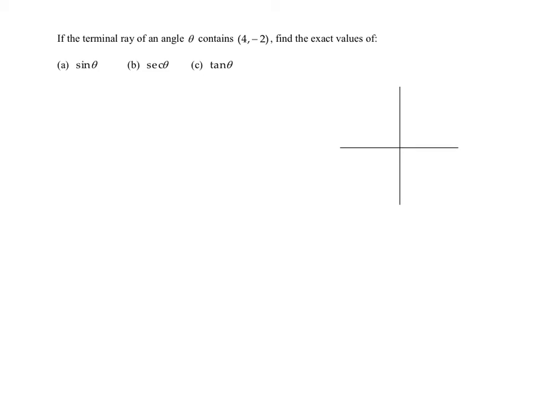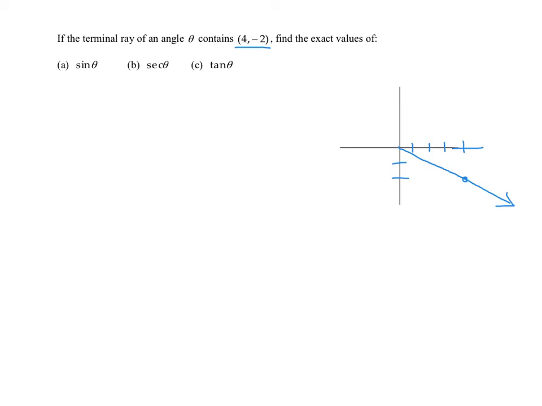So this is going to be a very, very rough sketch. I know it contains the point (4, -2). So I'm just going to go 1, 2, 3, 4, and then 1, 2 down in the y direction. So my point looks like it's down here somewhere. And now I need to draw my terminal ray. There's my terminal ray of my angle.